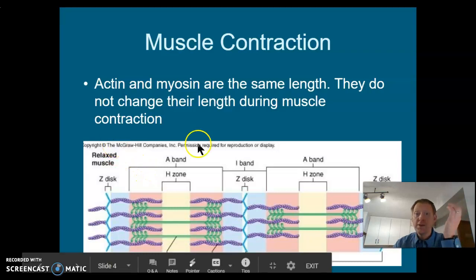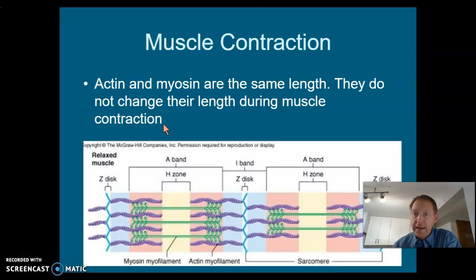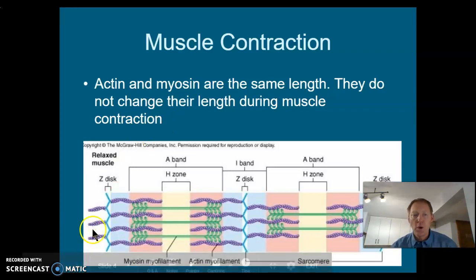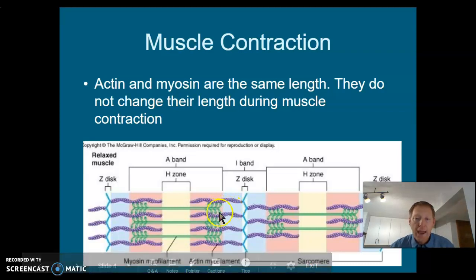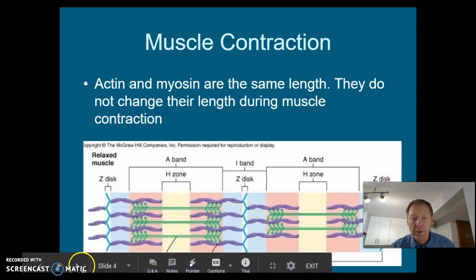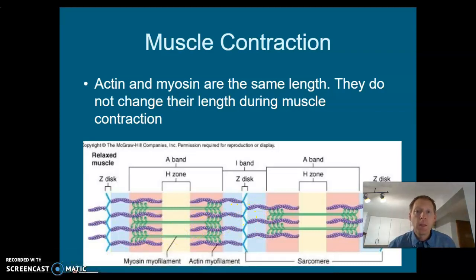So actin and myosin are roughly the same length, and they don't actually change length. That's a big misconception out there. The actual fibers themselves don't, but the amount of overlap does change. If you notice that when we are relaxed, the amount of overlap between actin and myosin is at its minimum, okay? And this is a relaxed muscle. You can actually even stretch out the muscle. When you have a muscle fully stretched, you're going to stretch this to the limit where the myosin are only going to be right on the edge of the actin, okay? And then what we see is that when we contract, we're going to increase the amount of overlap between the two fibers.